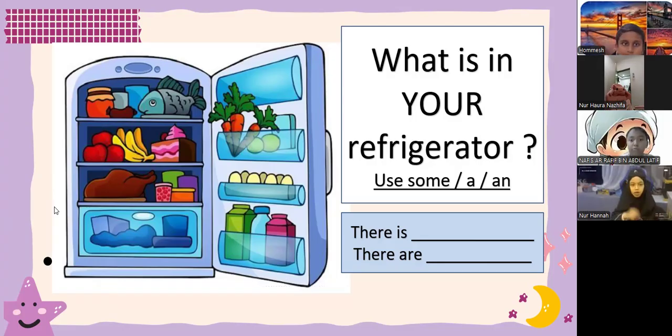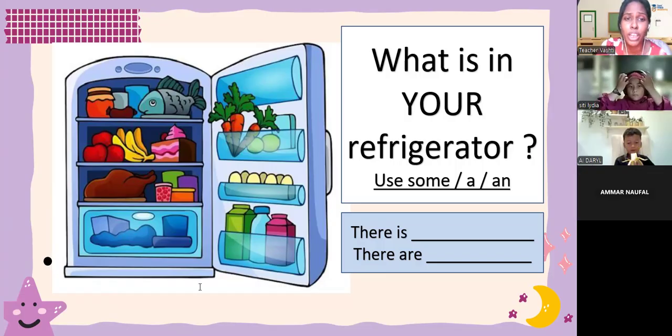Homesh, what do you have? You don't have anything in your fridge. There is a banana. Oh, you're writing in the chat. Now, no need to write. Just tell me.